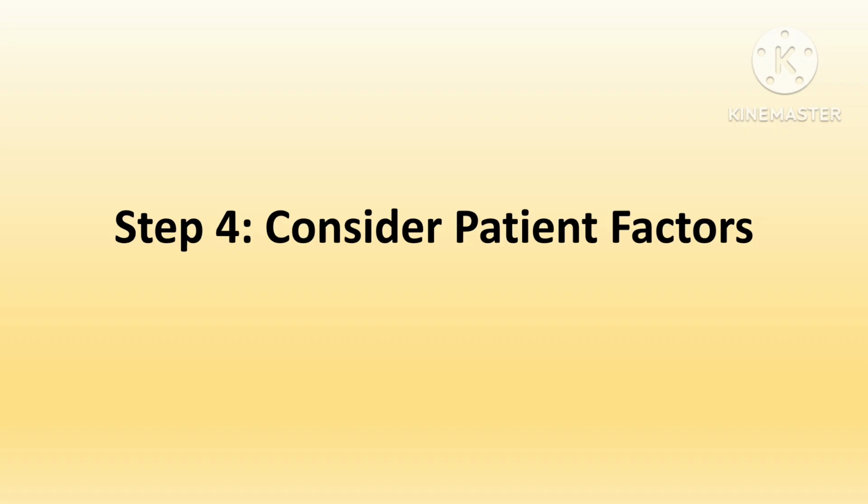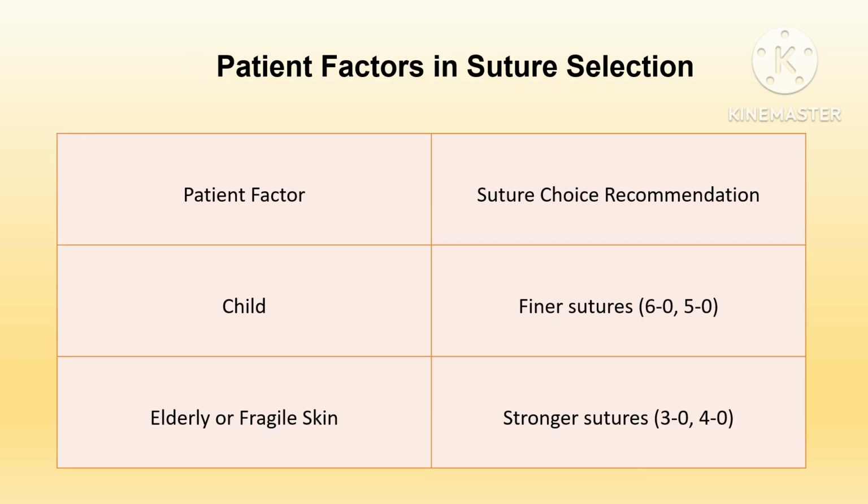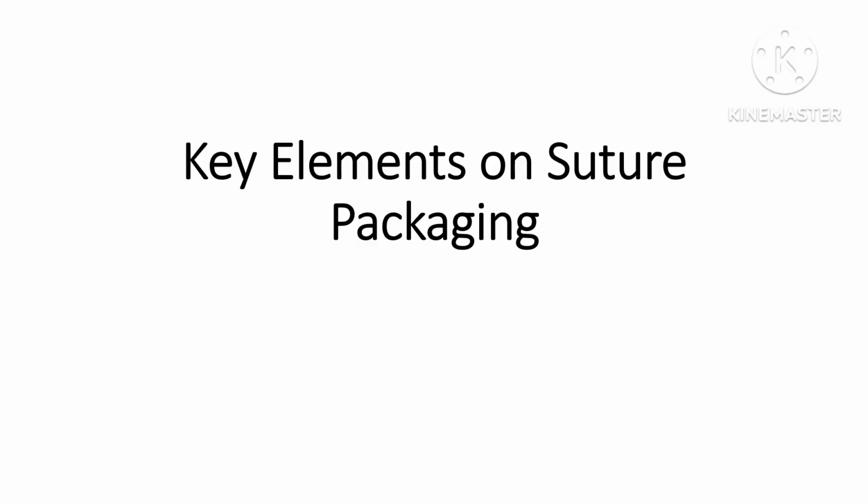Patient factors also affect the selection of sutures. In children, choose finer sutures to reduce scarring. In the elderly, offer stronger sutures to protect fragile skin. For slow healing, like in diabetes or smokers, non-absorbable sutures are often better. Always check allergy history. Avoid silk or gut in sensitive patients.